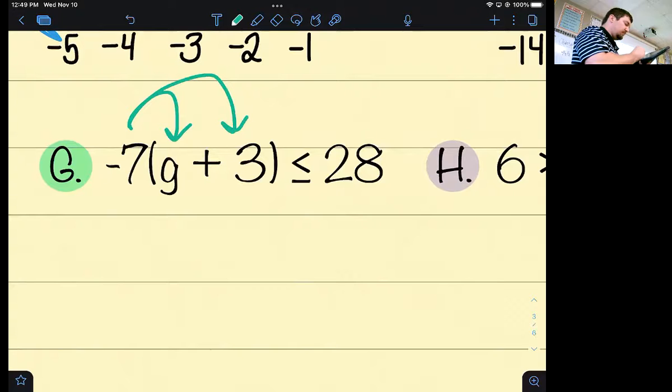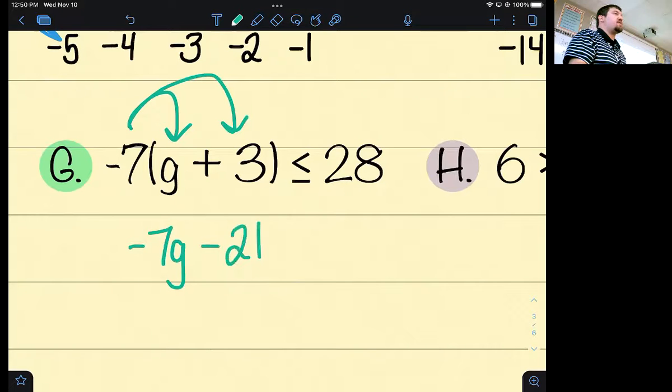However, the fact that I get -7g does mean I am going to have to flip eventually because I have a negative variable term. What's -7 times +3? -21. Please don't write plus -21. That will just confuse you. Just write -21. Okay.